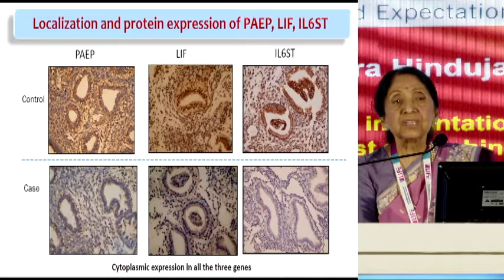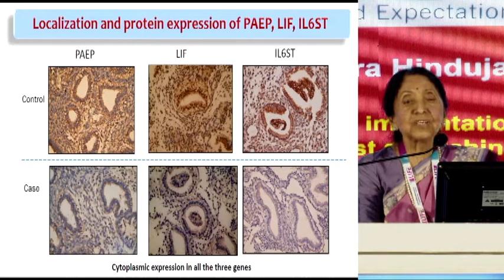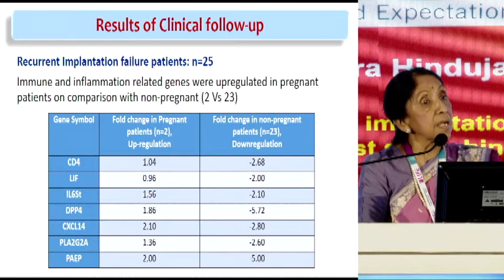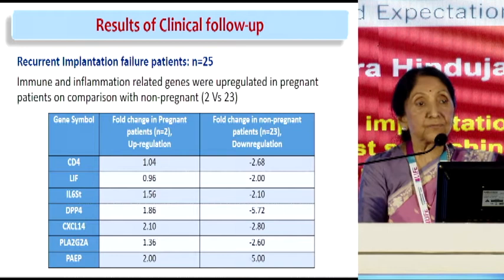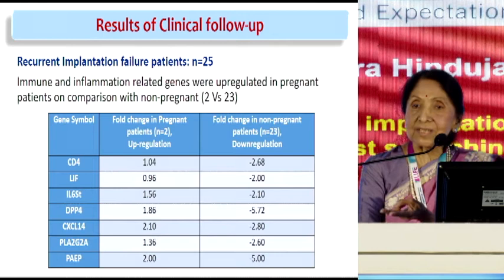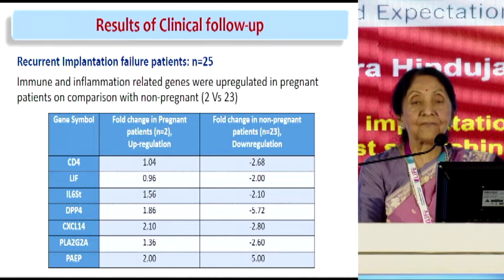You can see some of the selected genes in the controls, in the upper panel, had higher expression, whereas in the cases there was low expression of these. The interesting thing was that of 25 cases with failure of implantation, after long-term follow-up we found two of them conceived after a year or so. We compared the gene expression of the two with the 23 who had failed, and we realized some of the genes which we had labeled as down-regulated were up-regulated in those two women who conceived.